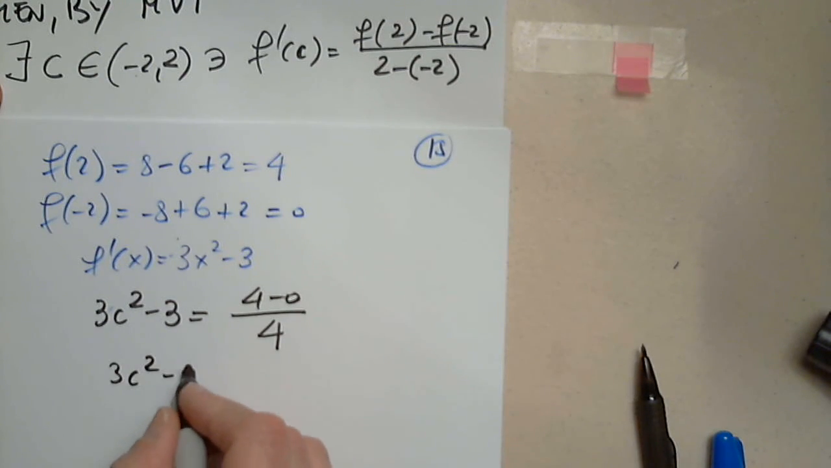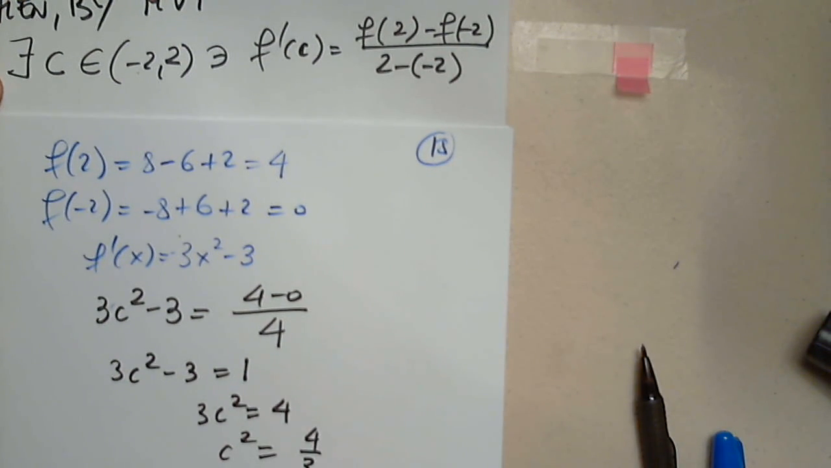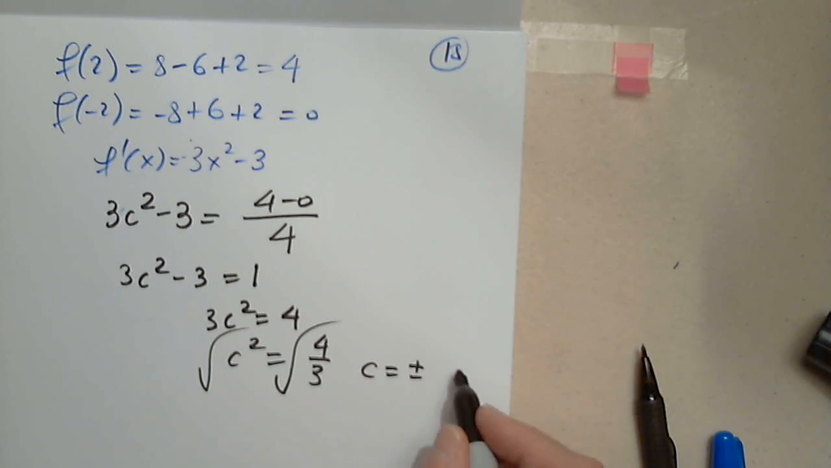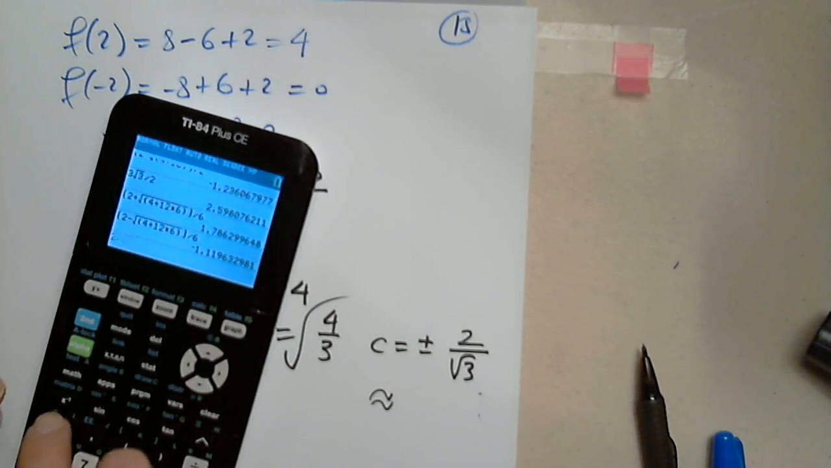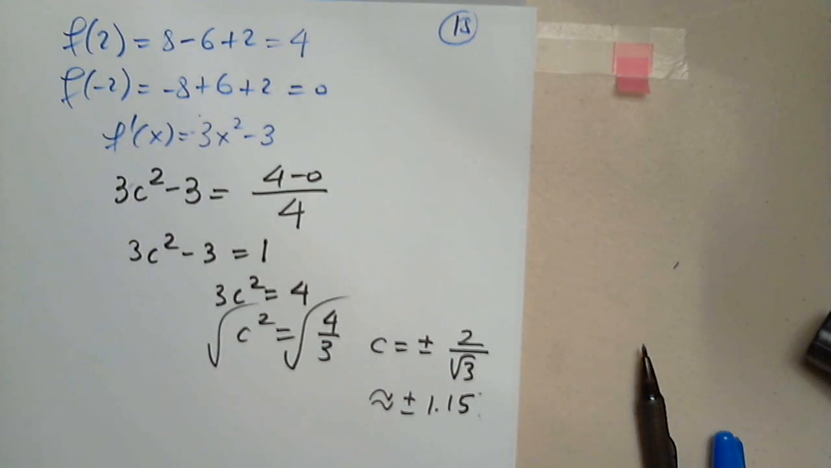So this is 3c squared minus 3 equals 1. Or 3c squared equals 4, or c squared equals 4/3. I take the square root, and I get plus or minus 2 over the square root of 3. And I will approximate. They have to be between negative 2 and 2. 2 divided by the square root of 3, 1.15, approximately plus or minus 1.15. And they are between negative 2 and 2.